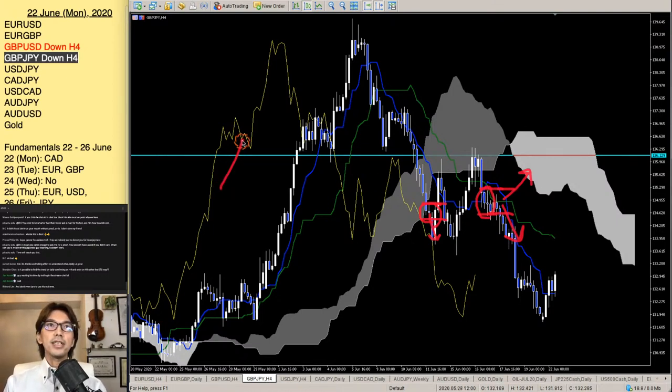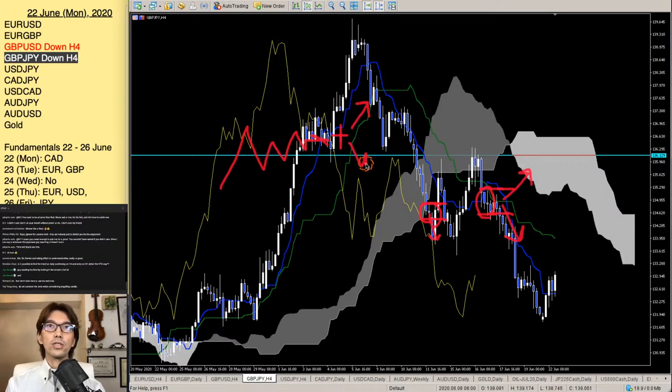But when it's ranging and when you see the doji like this, it can go either up or downwards. So we have to wait for the breakout and ride on the trend afterwards.